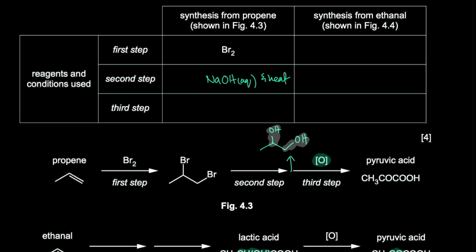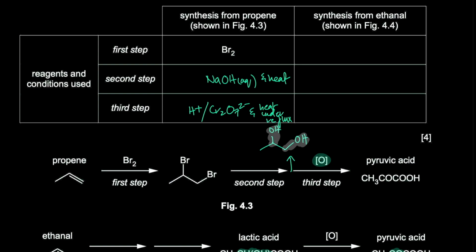And then we can oxidize the diol. We can oxidize the diol using acidified manganate 7 or acidified dichromate 6. So you can say H plus slash Cr2O72 minus, or you can say acidified Cr2O72 minus, or you can say acidified K2Cr2O7. And we heat under reflux.